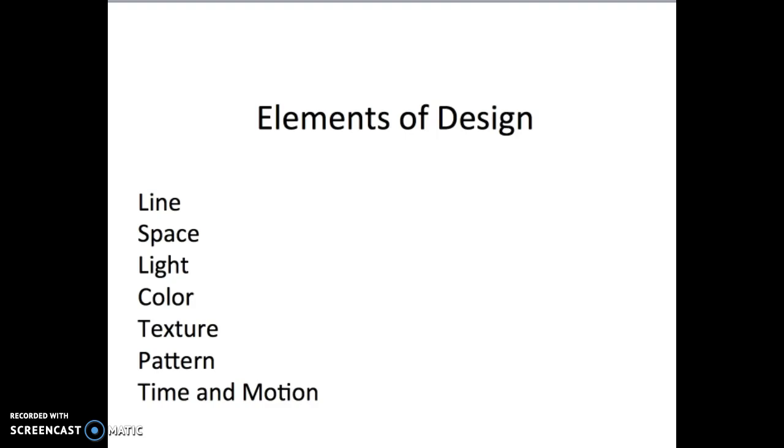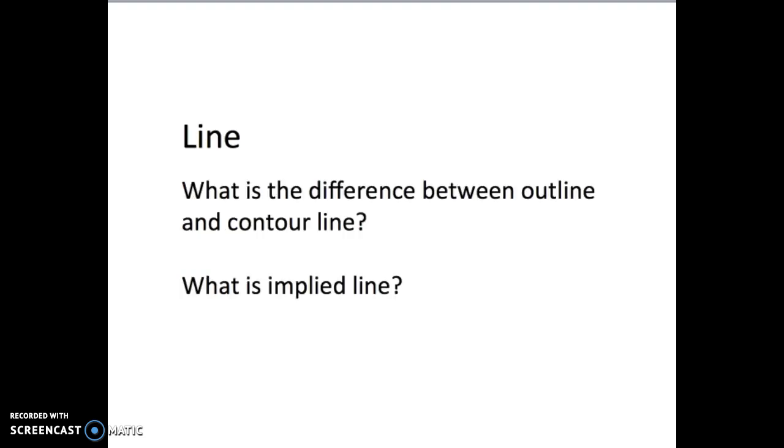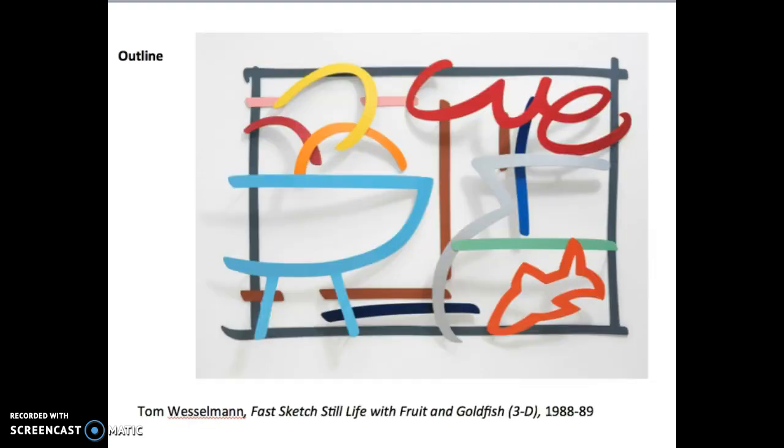Line is the first element of design that we're going to be looking at. And we'll be talking about the difference between outline and contour line. We'll also be talking about implied line. A line is a mark left by a moving point, can be actual or implied, and it can vary in thickness and density.